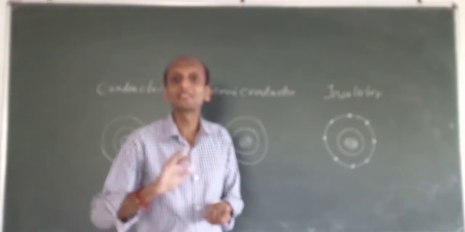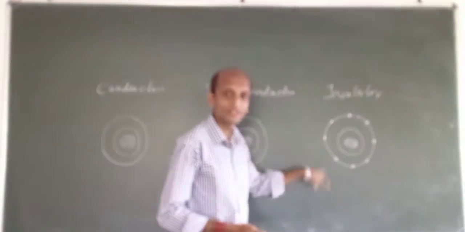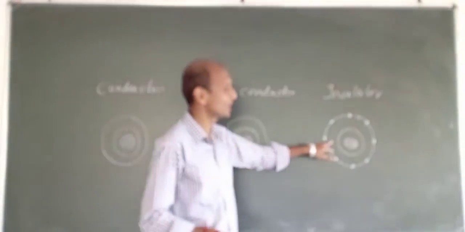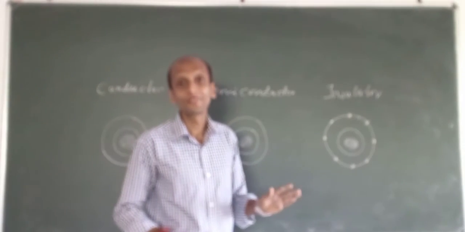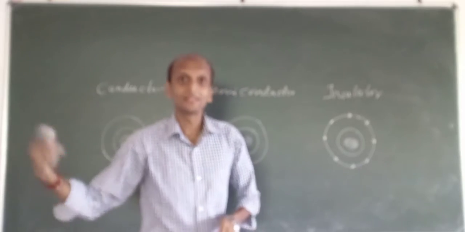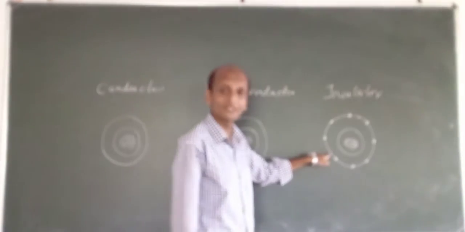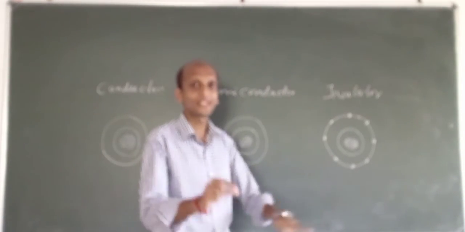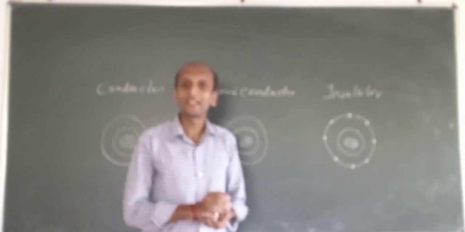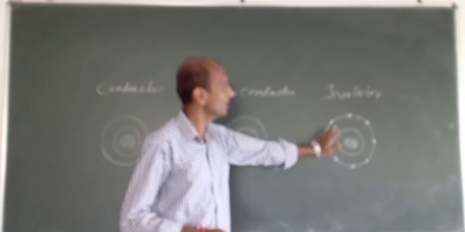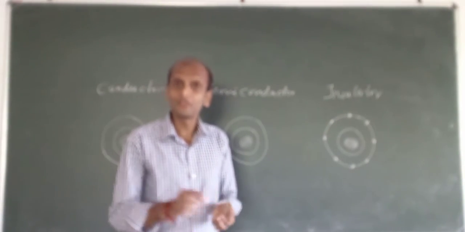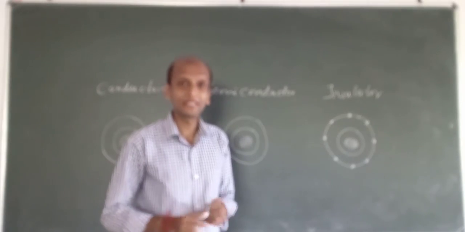Because the charges, all of the benches in the classroom are what? Full. So there is no space for the 9th person to come and sit. Okay, so there is no place for the 9th person to come and sit. So that is why all of the valence orbits are full for a particular insulator material.